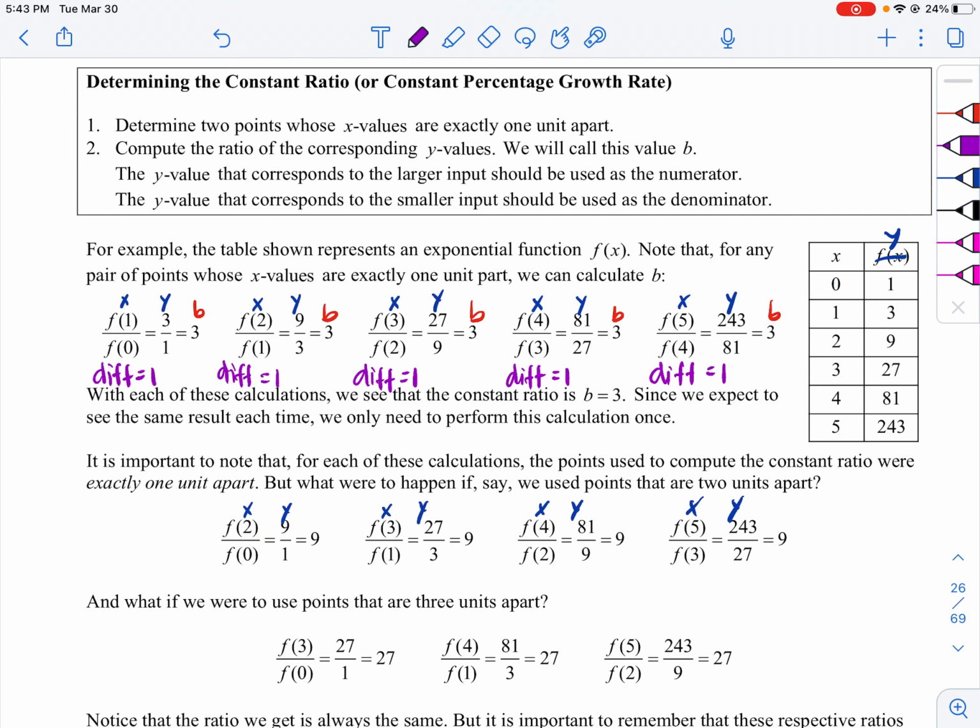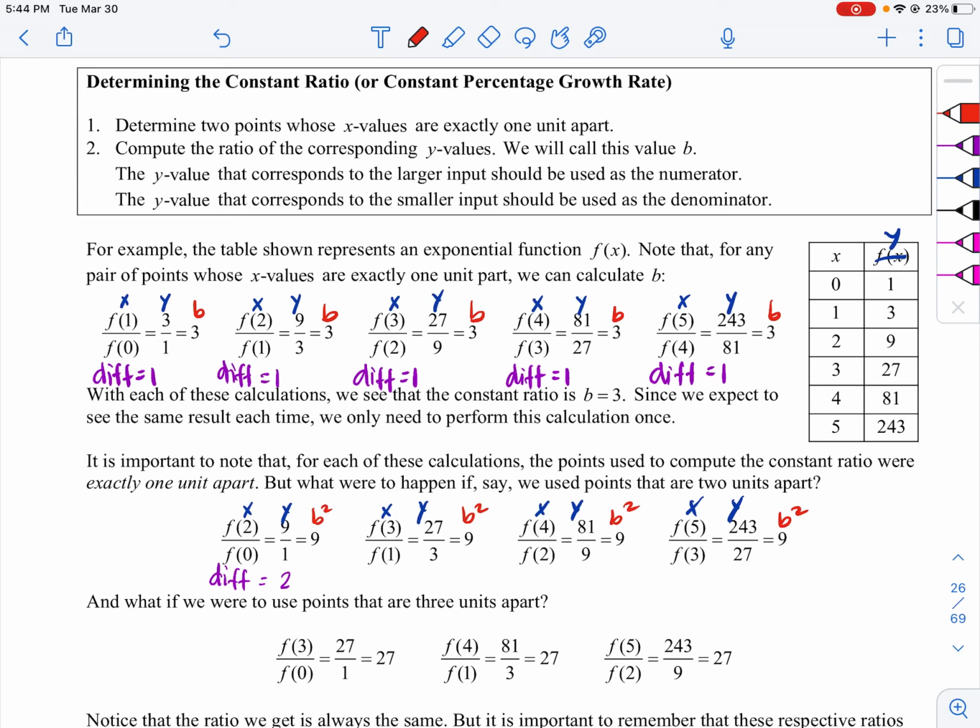Now, I would like to see what's the difference in here. The difference here is no longer 1, yeah? The difference here is now 2, because from an x value of 0, we jump to an x value of 2. That means these are no longer x values with a difference of 1 unit. It's now a difference of 2 units. So our answer, the 9, is no longer the b value. That is now the b squared. Does that make sense? And this is now my b squared.